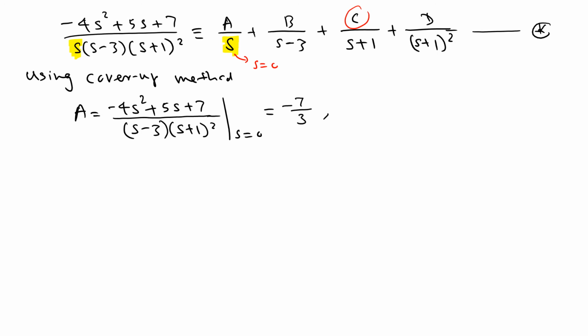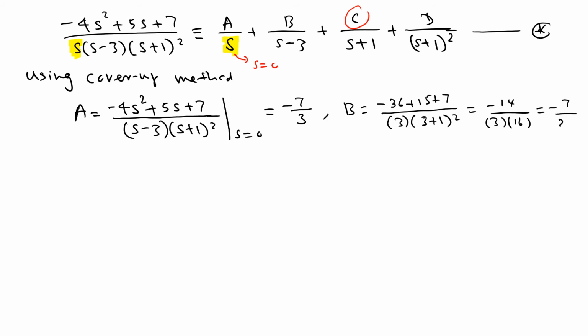Good. And similarly, you can find b. So for b, what are you going to get? You're going to substitute s equal 3 for the other terms. So that means you get negative 36 plus 15 plus 7 over 3 times 3 plus 1 squared. When you simplify, you get negative 14 over 3 times 16, which is simply negative 7 over 24.